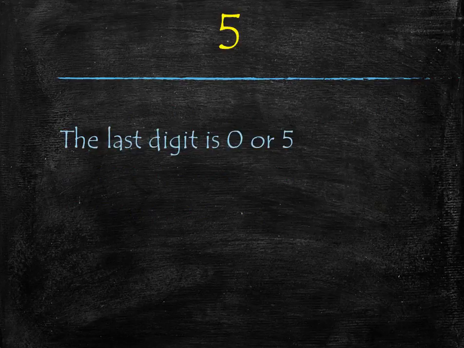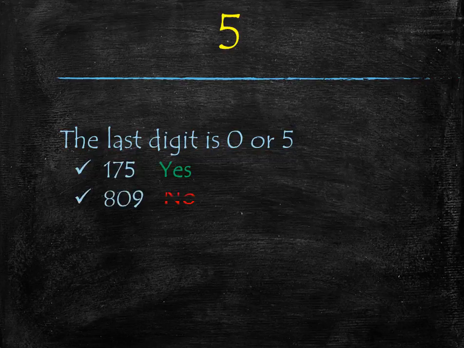Next, 5. Very easy. If the last digit is either 5 or 0, then that number is divisible by 5. For example, 175. Yes. 809. No.